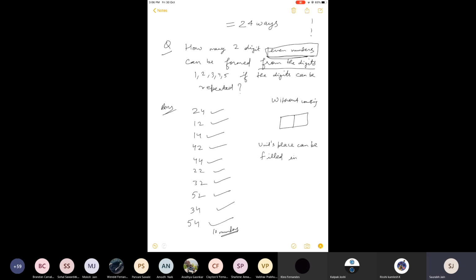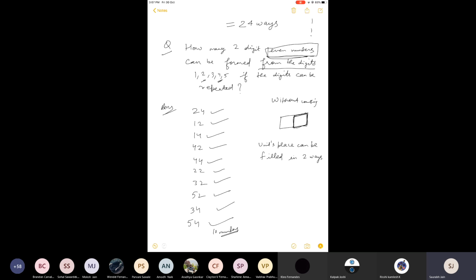The number should be even. If the number is even, how can we say that they will end with 5 options or 5 ways? You can't put 5 here. You can't put 1 here. You can't put 3 here. How can it be even then? So you know that a number is even if it ends with 0, 2, 4, 6, 8. So how many digits are there which support this, so that it becomes an even number? 2 digits are there. So the units place can be filled in 2 ways.